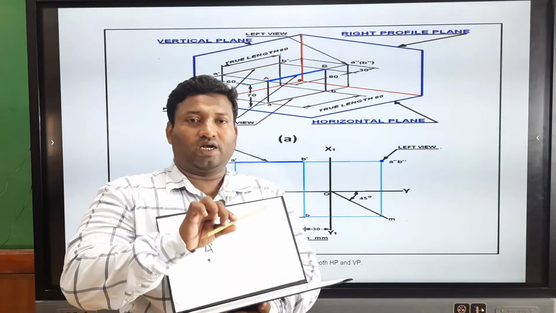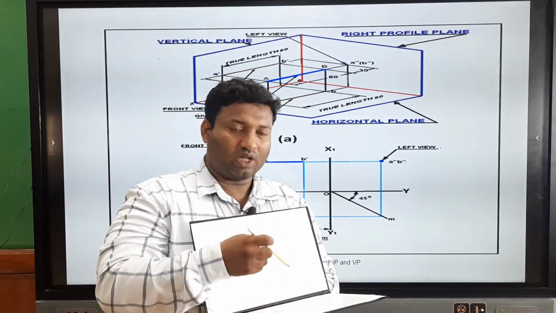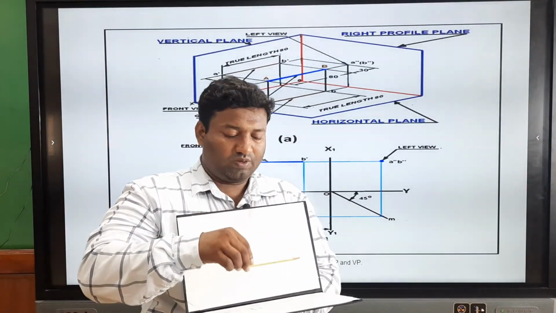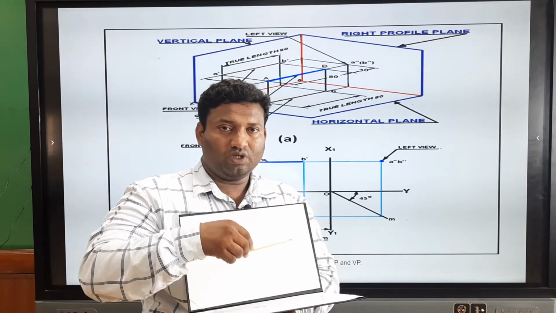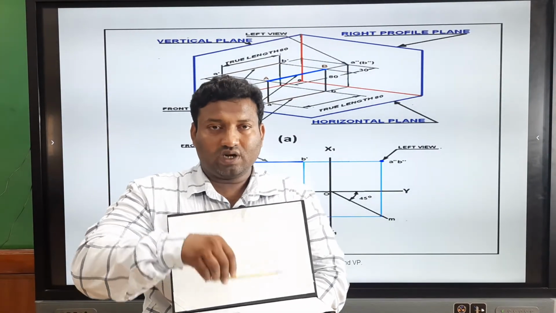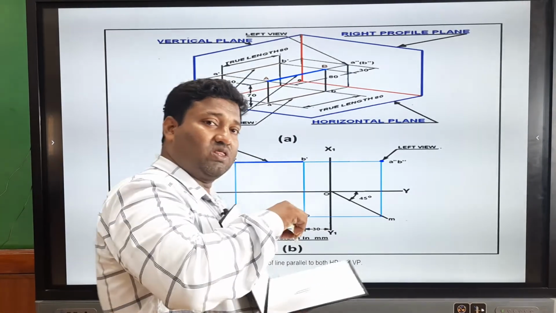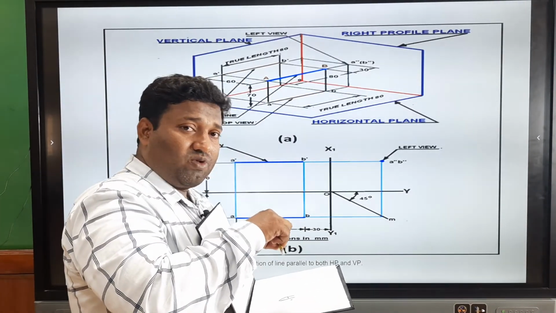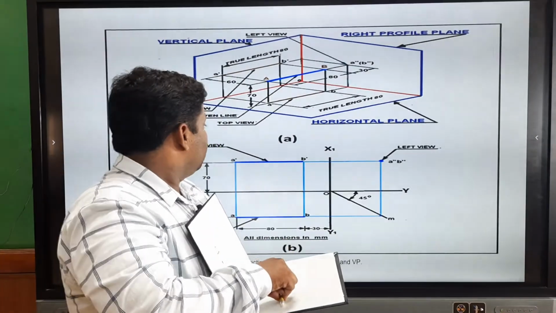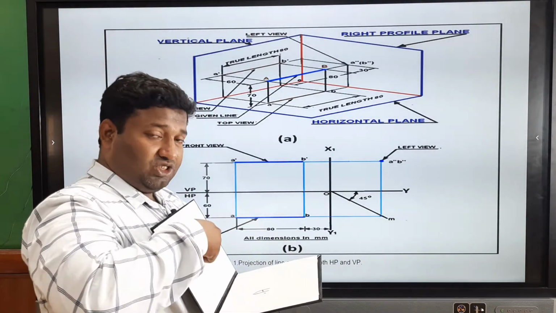So, this is the condition. Assume the line is parallel to both planes, above the HP and in front of the VP. It is represented like this, as we discussed. But when we view from the side, it appears 70 mm above the HP and 60 mm in front of the VP.